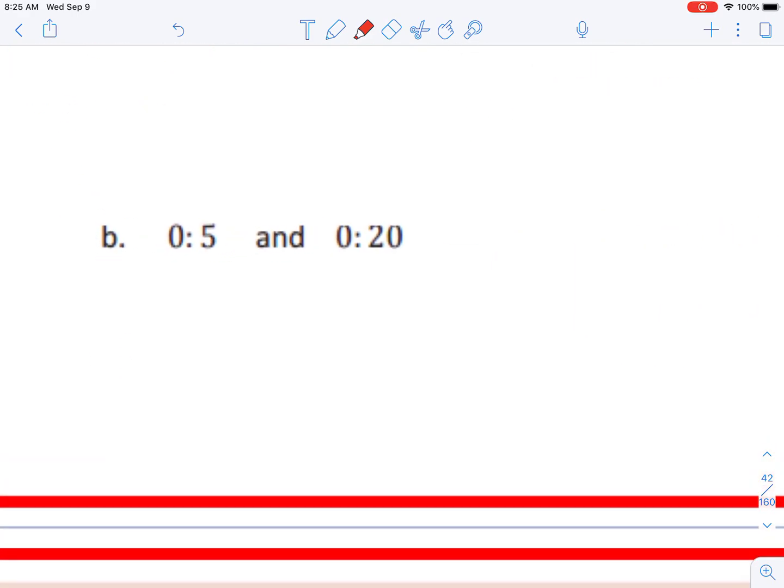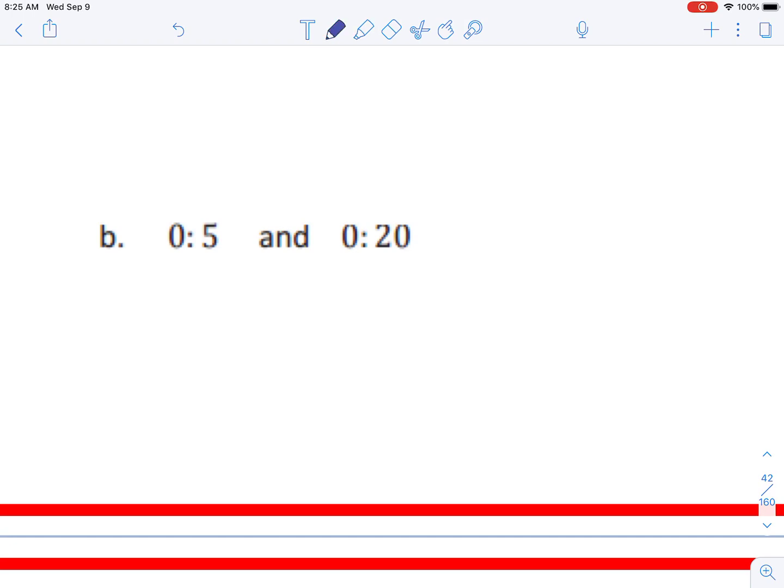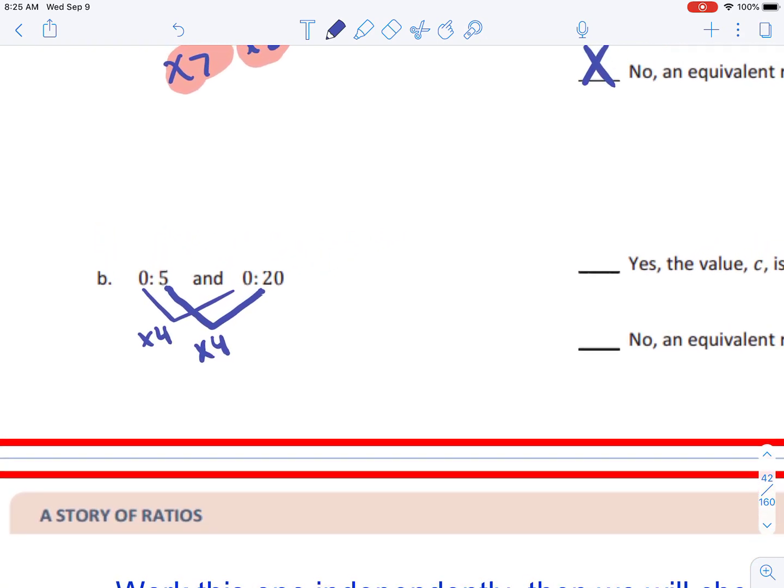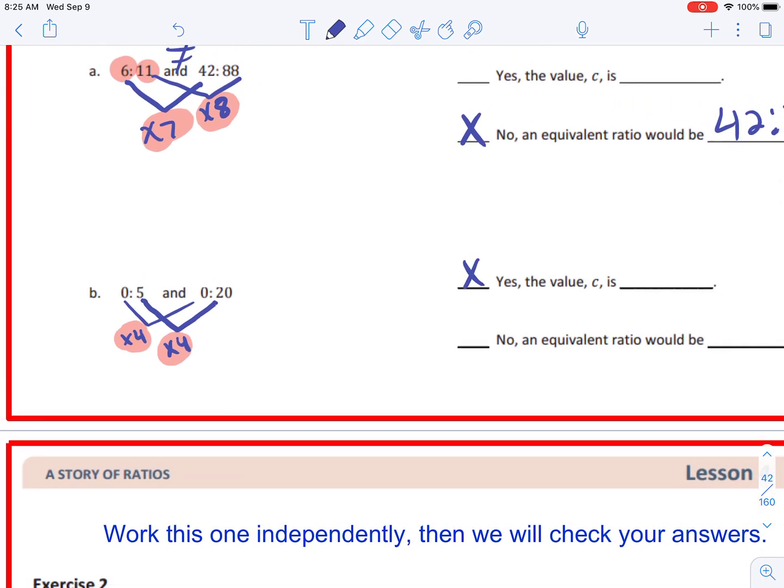Now look at letter B, 0 to 5 and 0 to 20. I need to figure out if these two are equivalent. So let's not worry about the zeros first. Let's look at the 5 and the 20. What do I have to do to 5 to get 20? Well, I multiply it by 4. Well, is 0 times 4 0? Yes, it is. Anything times 0 equals 0. So the rule still states we multiplied both of them by the same number, so they are equivalent. Yes, they are. And the C equals 4. Okay, let's move on.